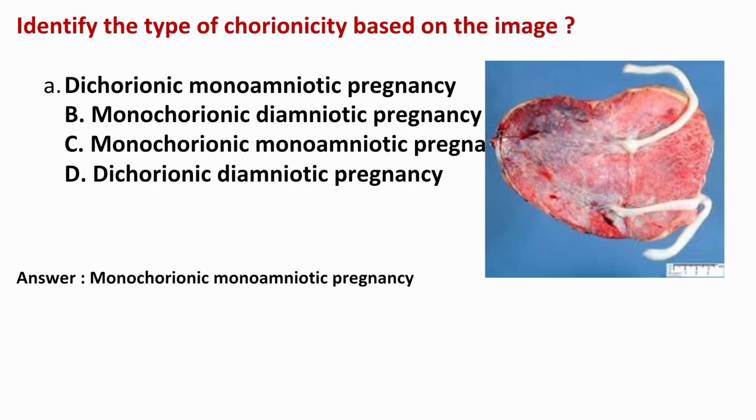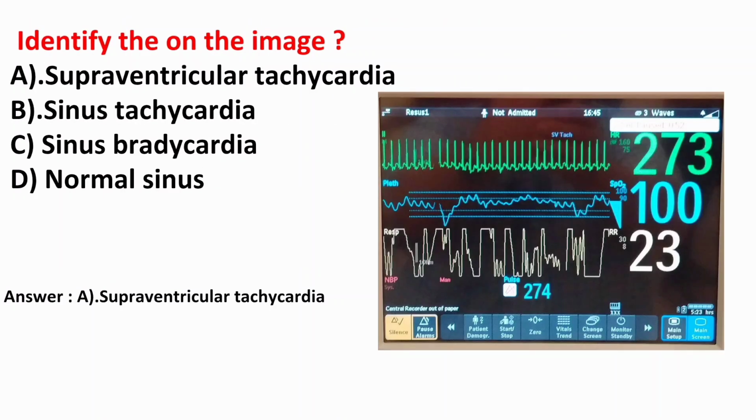Identify the type of chorionicity based on the image. A. Dichorionic monoamniotic pregnancy. B. Monochorionic diamniotic pregnancy. C. Monochorionic monoamniotic pregnancy. D. Dichorionic diamniotic pregnancy. Answer: Monochorionic monoamniotic pregnancy. Identify the rhythm on the image. A. Supraventricular tachycardia. B. Sinus tachycardia. C. Sinus bradycardia. D. Normal sinus. Answer: A. Supraventricular tachycardia.